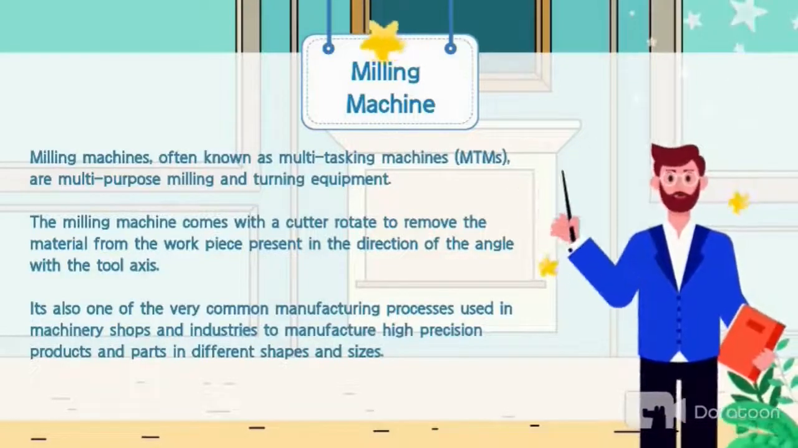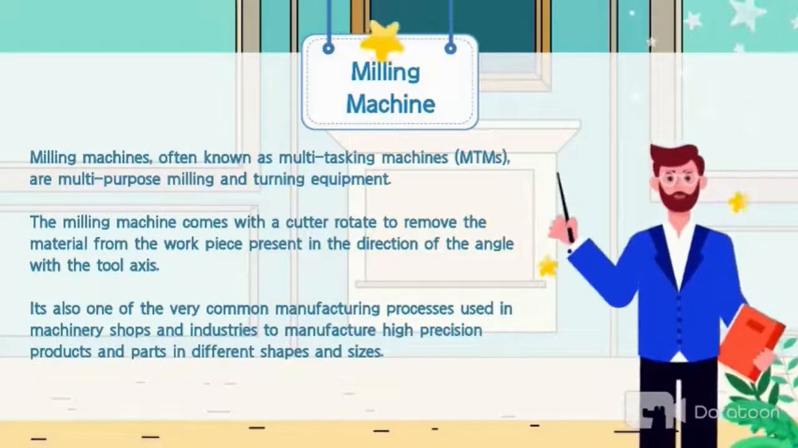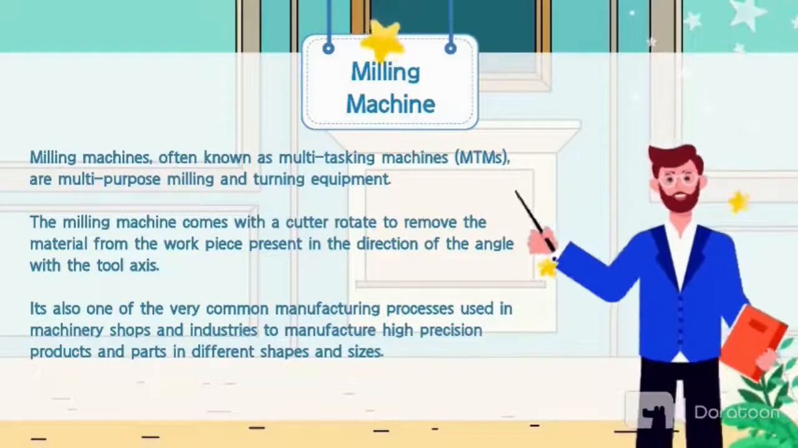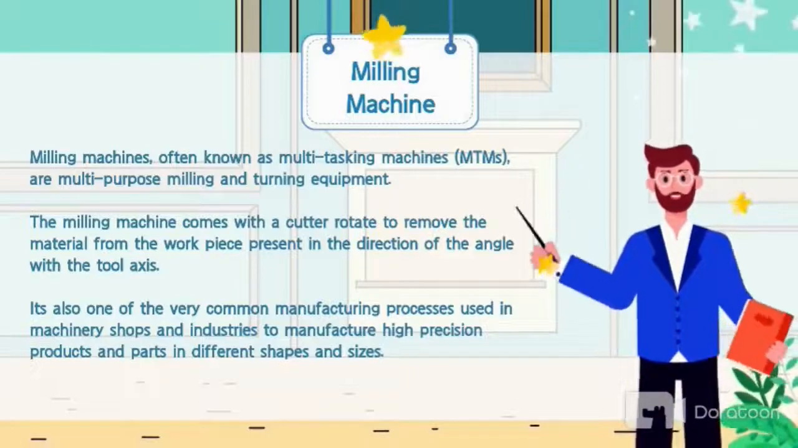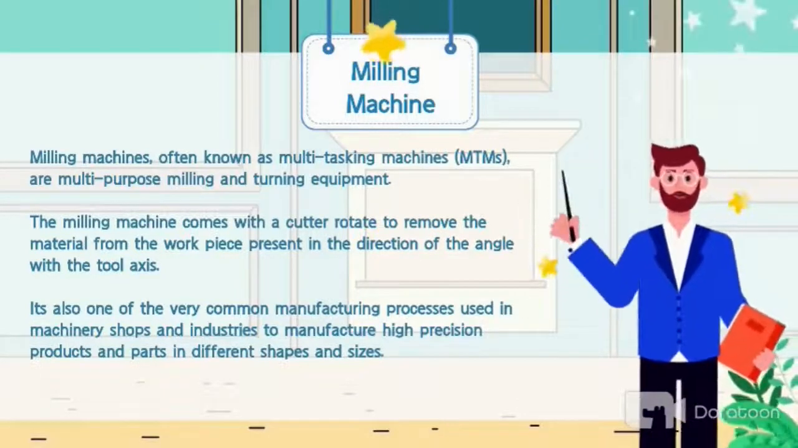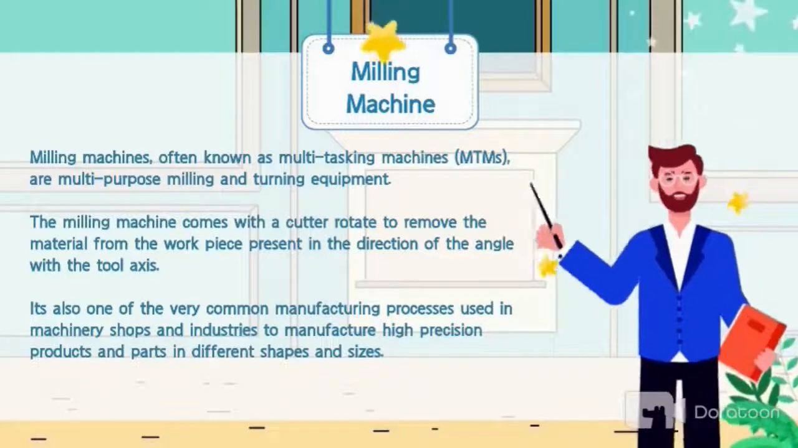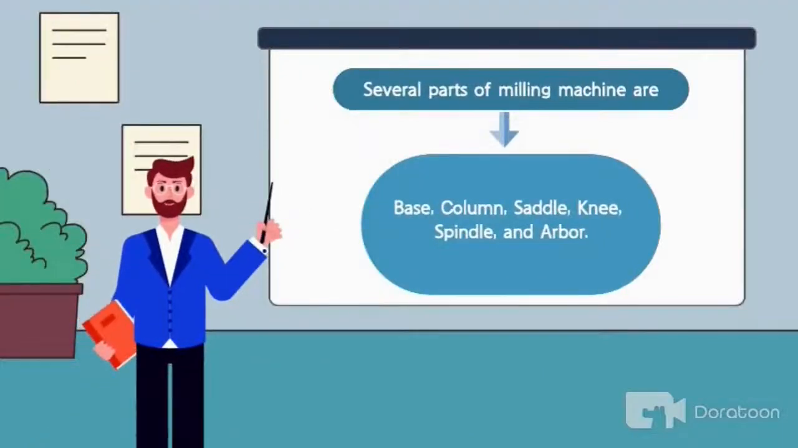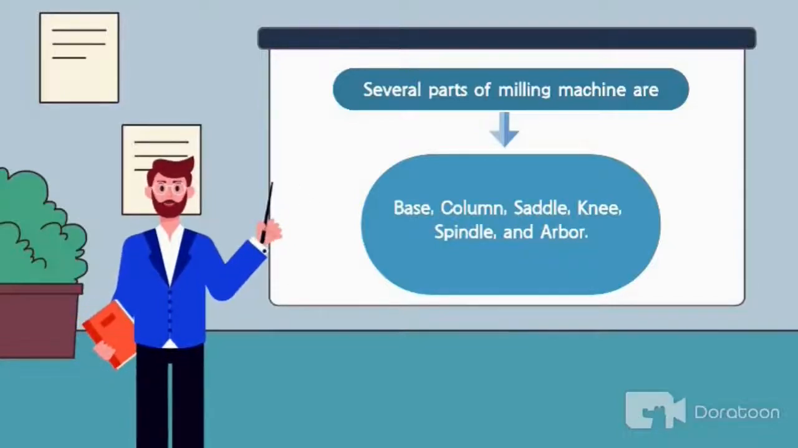The milling machines come with a cutter that rotates to remove the material from the workpiece present in the direction of the angle with the tool axis. It is also one of the very common manufacturing processes used in machinery shops and industry to manufacture high precision products and parts in different shapes and sizes. Several parts of milling machines consist of base, column, saddle, knee, spindle, and arbor.